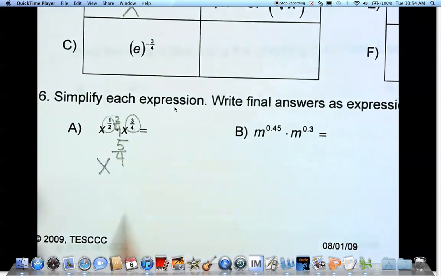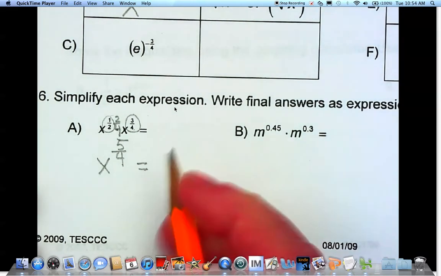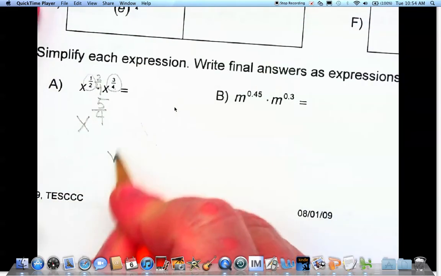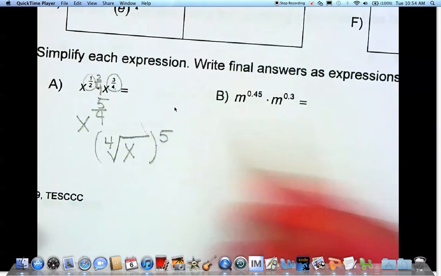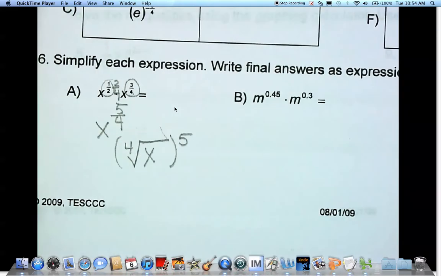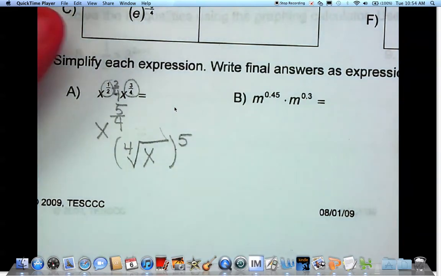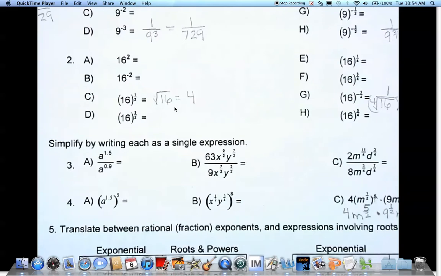All right, now it said to write it with expressions involving roots and powers. So we need to change this to, what kind of root? 4th root. 4th root of x to the what power? Fifth. There you go. So it'd be like that. Okay, go back up, start with number 1, and work your way down. Wait, if it's decimals, do you just add those together? You can add them. Okay. Then you still have to write it with roots and powers though.